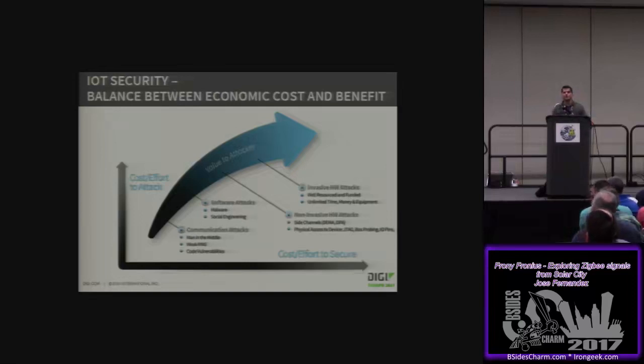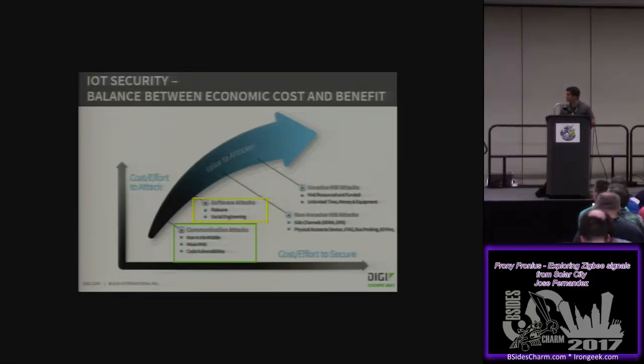So recently, DigiCorp actually put out the Internet of Threats security balance between economic cost and benefit. So perhaps the people in the back cannot see this very clearly, but it's pretty much the cost to scale ratio. At the bottom, there are some communication attacks. Yeah, I shouldn't point things. So in there you have some man-in-the-middle attacks that you can do.